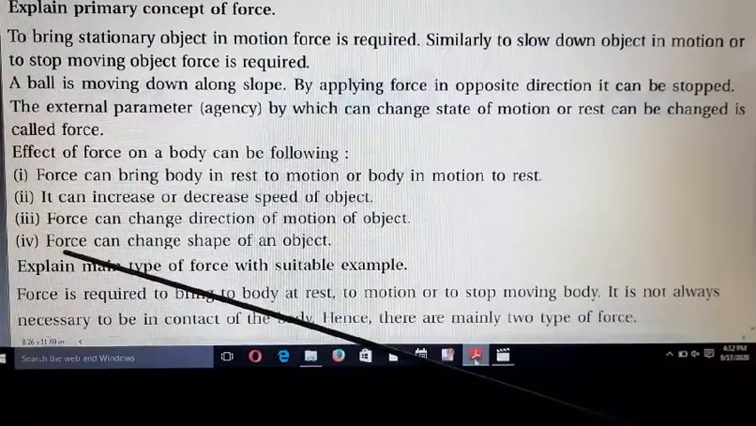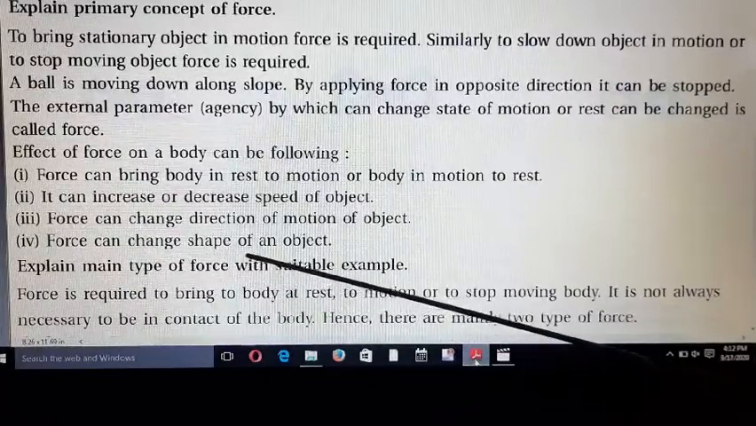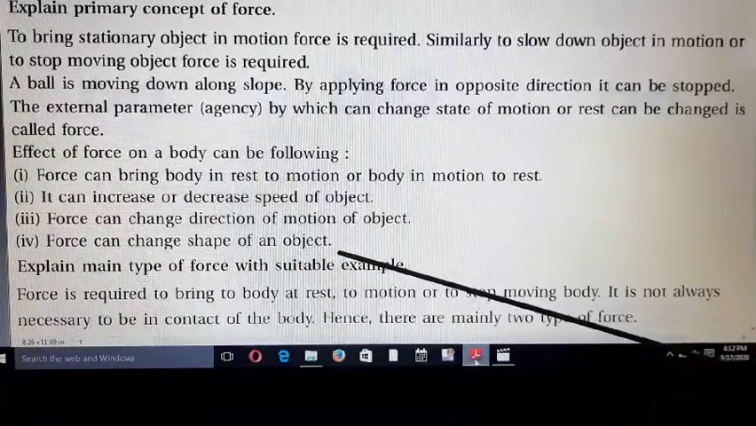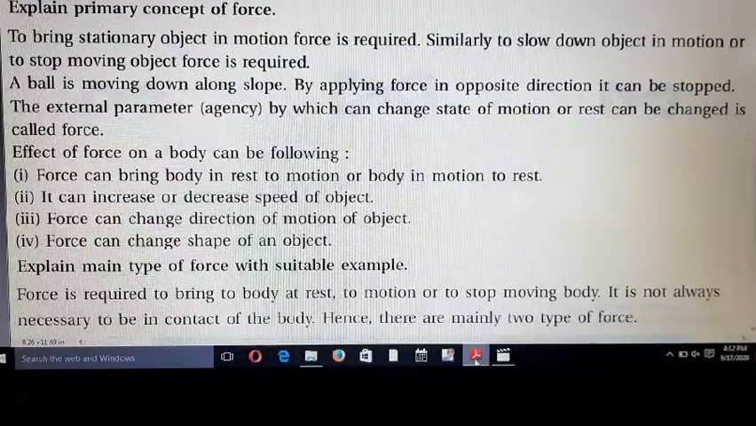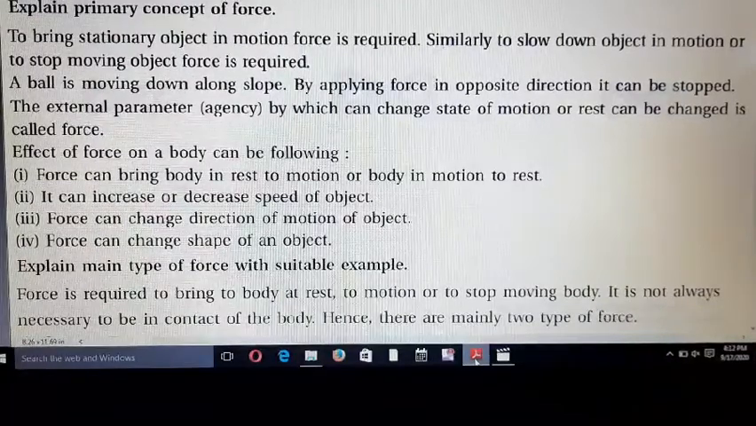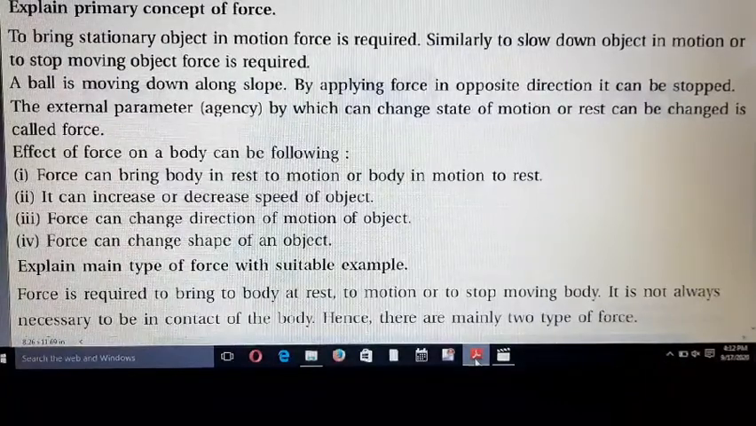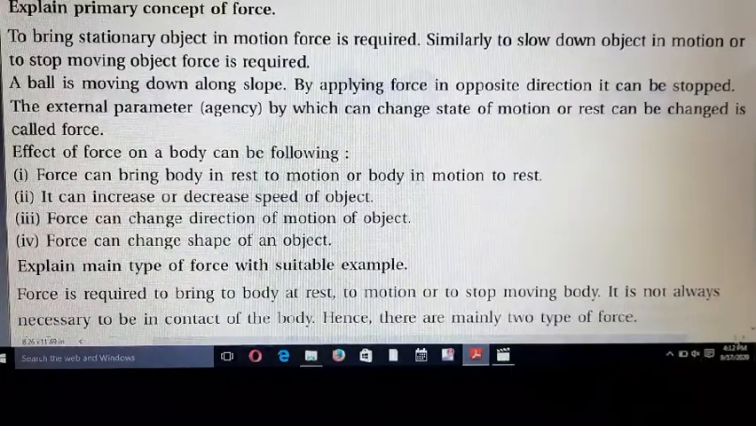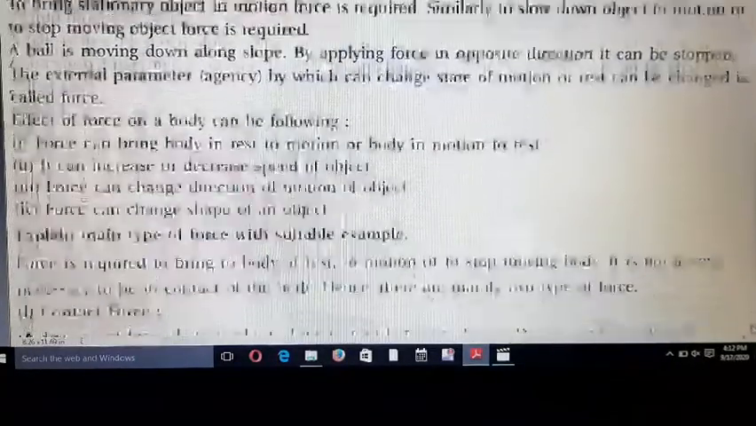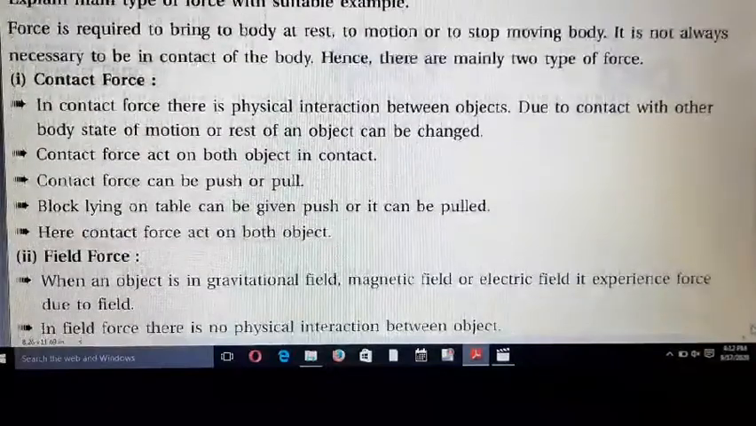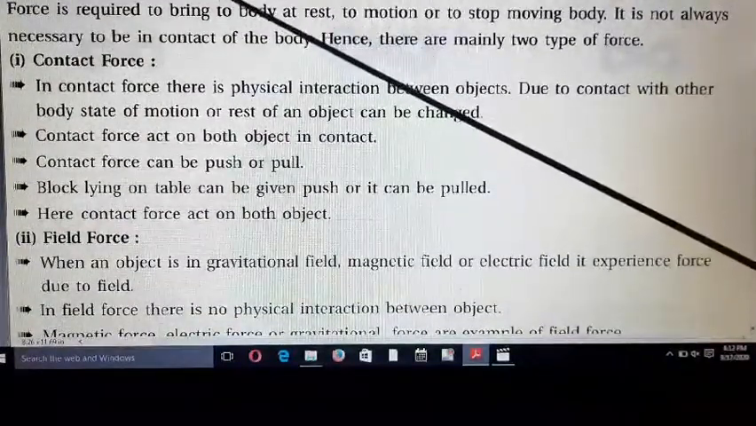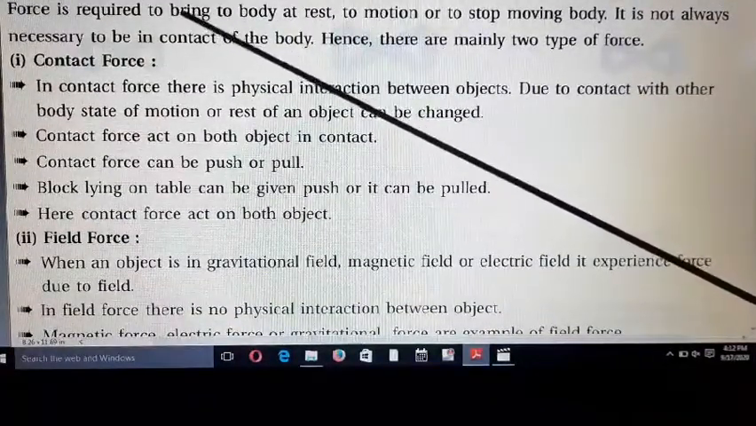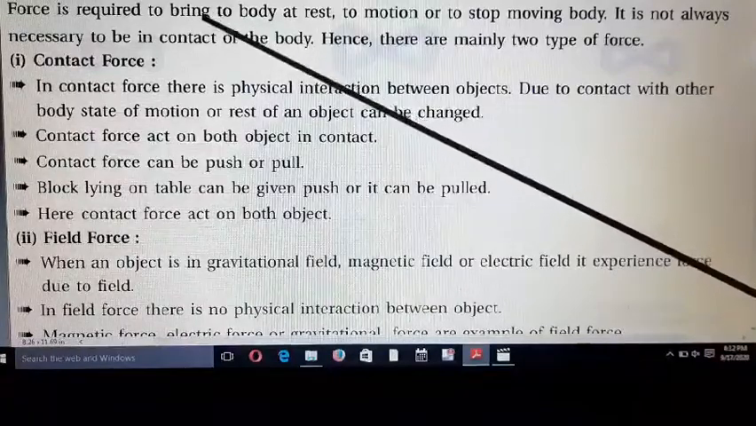Force can change the shape of the object. Suppose now we have a balloon and now we apply some force, so the shape of the balloon is changed. Next question is, explain main types of force with suitable example.